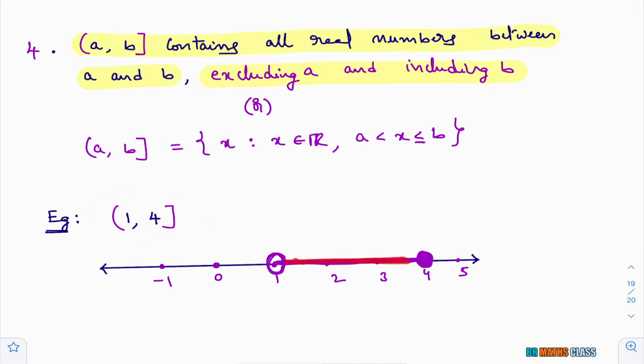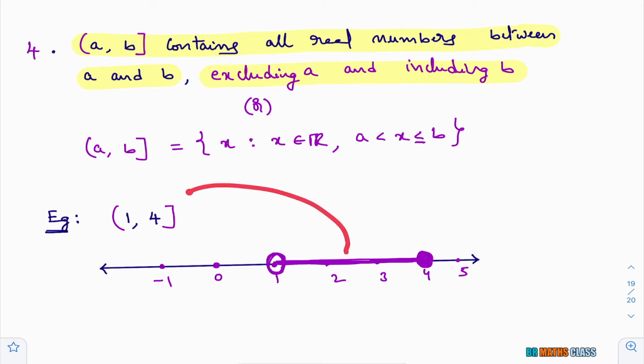In case you want to mark the interval on the number line, you will first mark all the numbers in between 1 and 4. As for 1, an open bracket is there, so we will write an open circle. It indicates that 1 is not included, 1 is excluded. Okay. And here closed 4 is there, that means 4 is included. I hope you understand this interval.